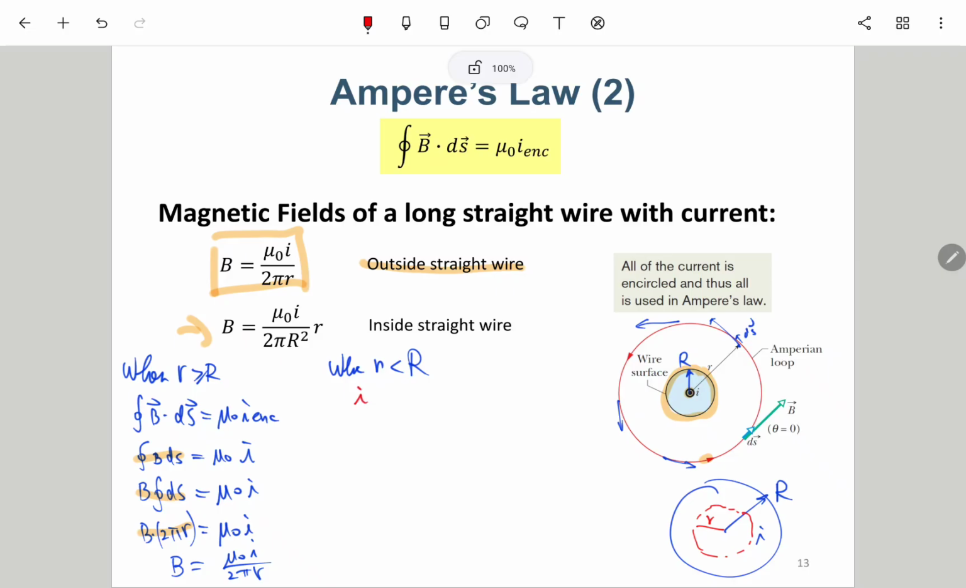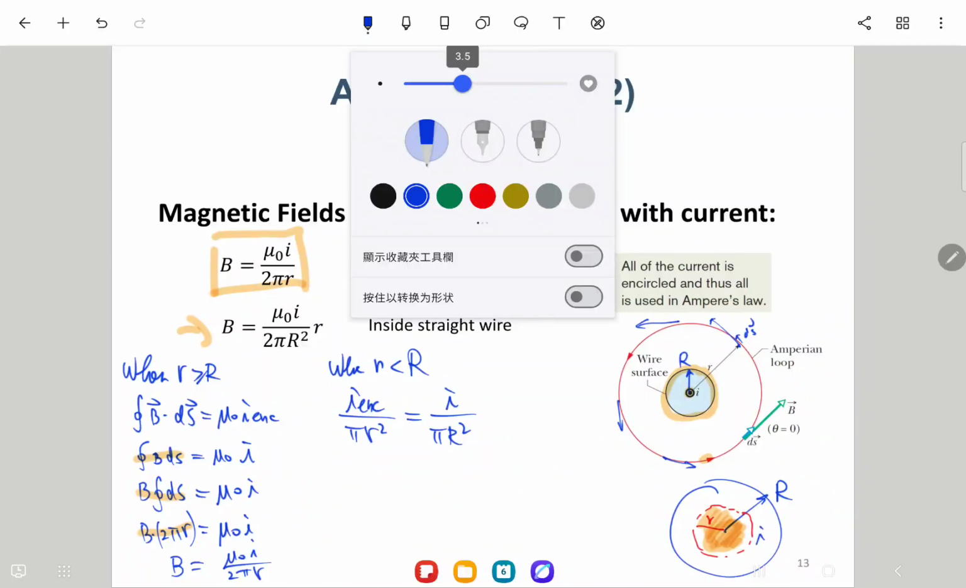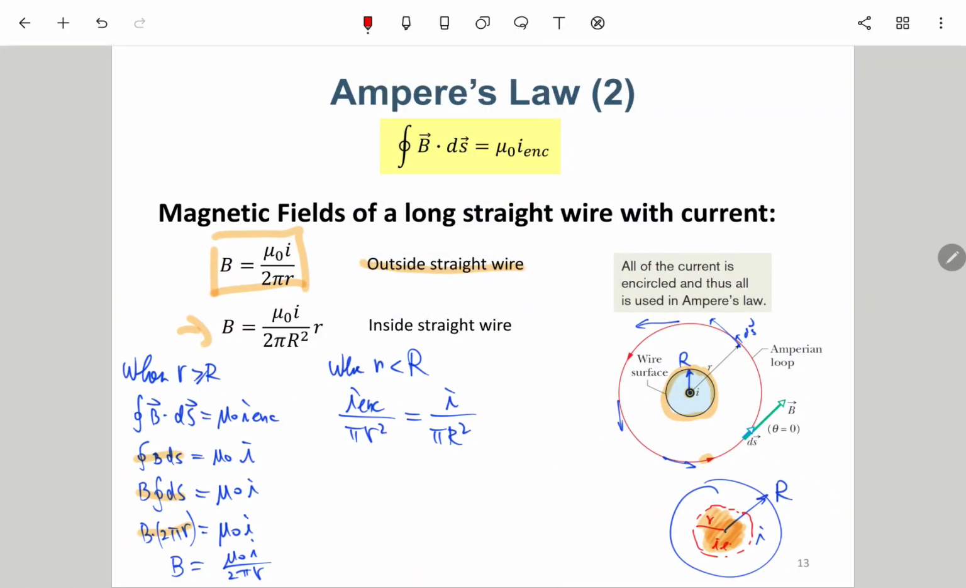So in this case, I enclosed over pi small r square is equal to I over pi capital R square. Which means that only this part is the I enclosed in the middle part, over the cross section area of the inner circle, which is pi small r square.